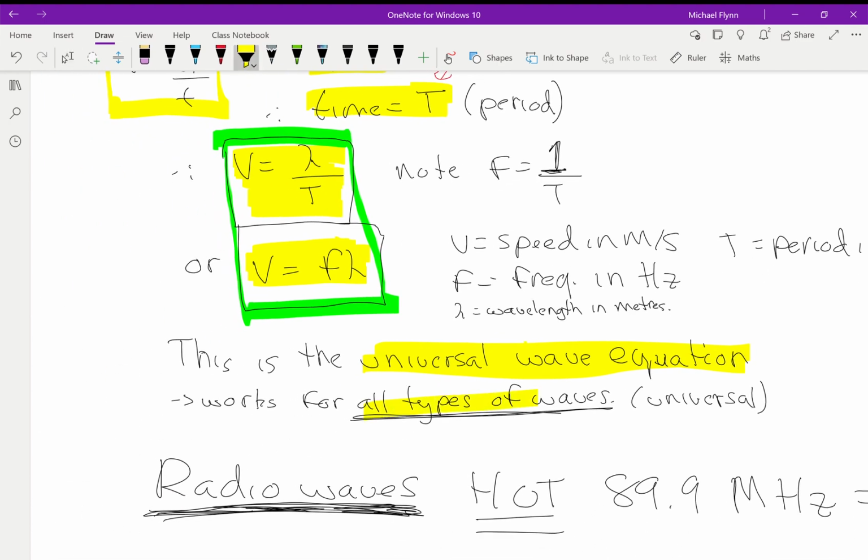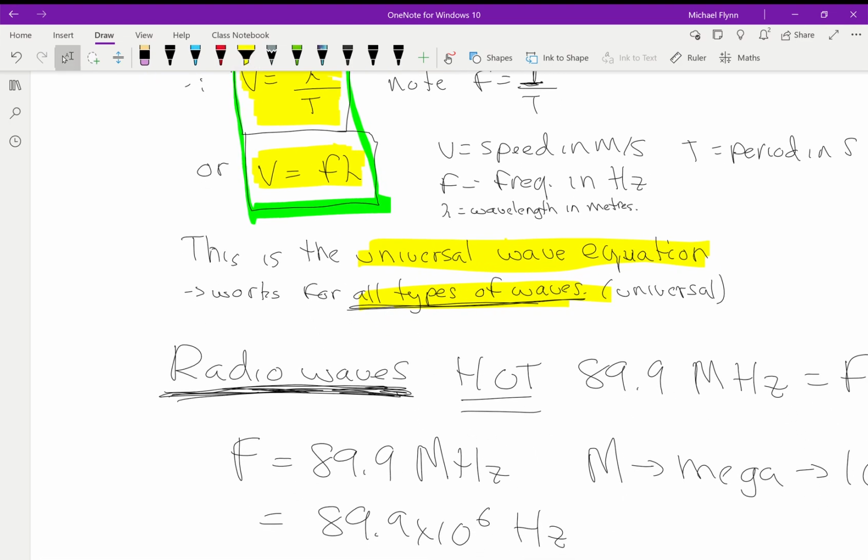It works for all types of waves, whether it's light, sound, water waves, or even waves in a skipping rope or guitar string or musical instrument. Regardless of the wave, they must obey that simple principle. Okay, now let's do the example of radio waves. So here I already have an example for you.